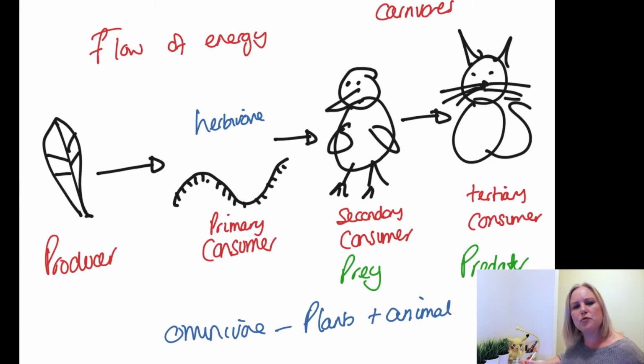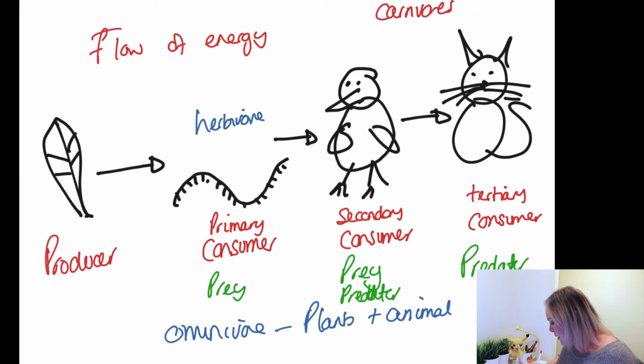But what happens when the bird eats a caterpillar? The caterpillar is the prey and the bird becomes the predator. You see how the relationship changes depending on what is eating what and what we're discussing. Okay, so if I was talking about caterpillars and birds, I would talk about the bird being a predator and I'd talk about the caterpillar being a prey. Whereas if I'm talking about the cat, the bird is the prey and the cat is the predator. So it changes depending on the relationship we're talking about.